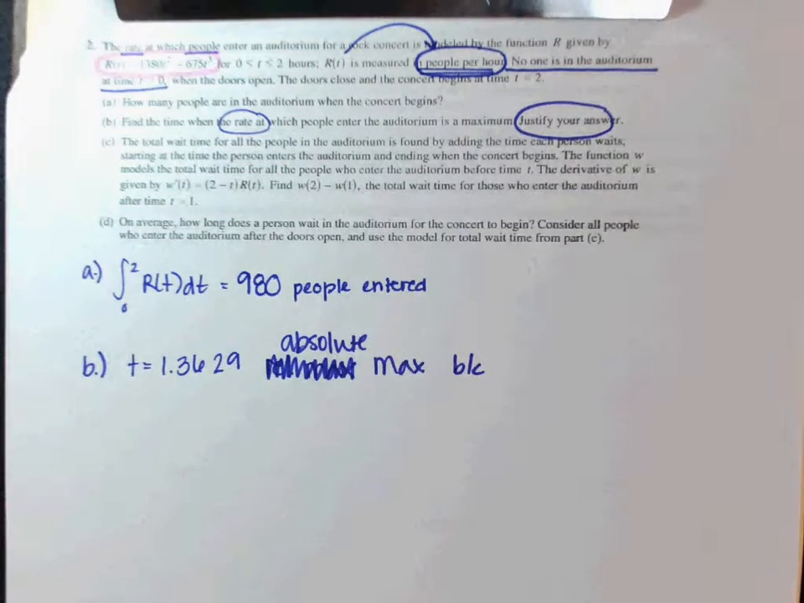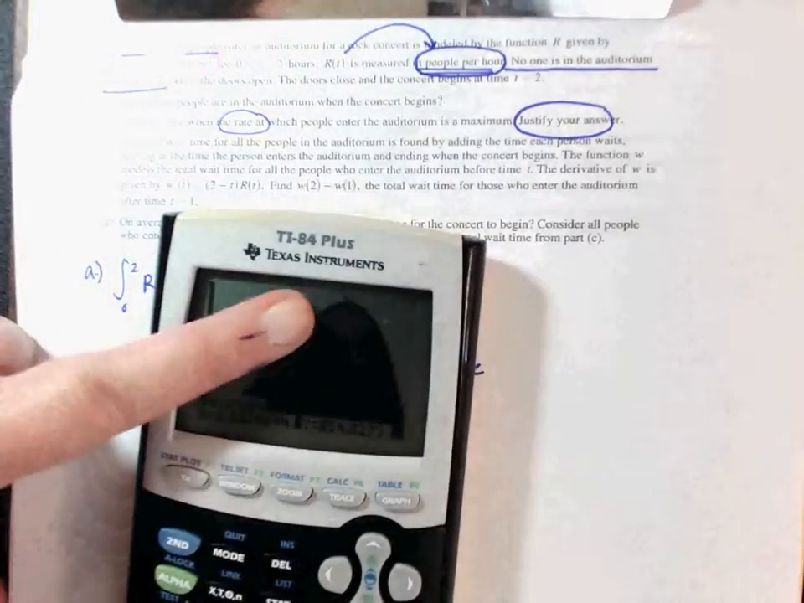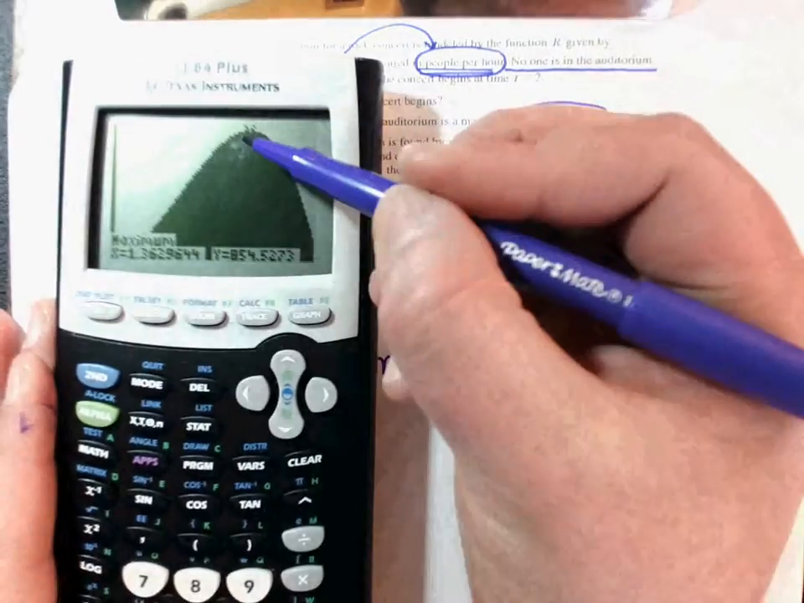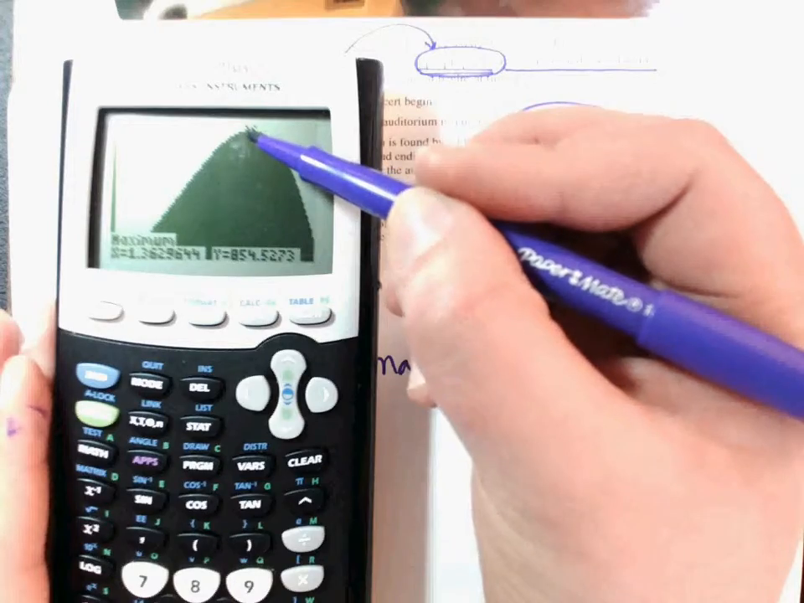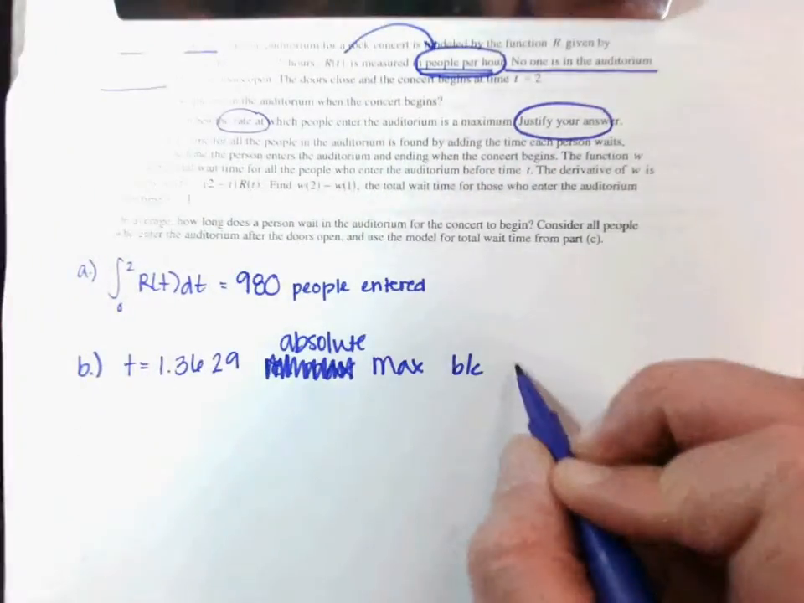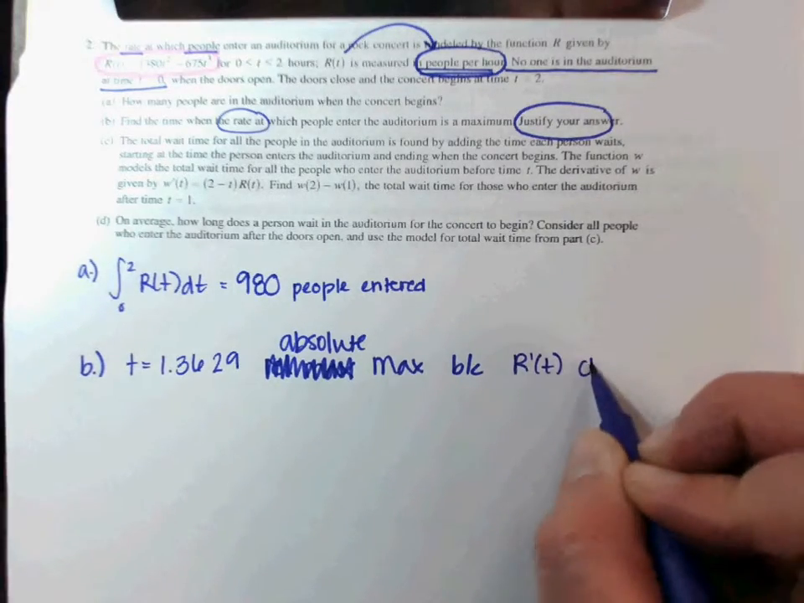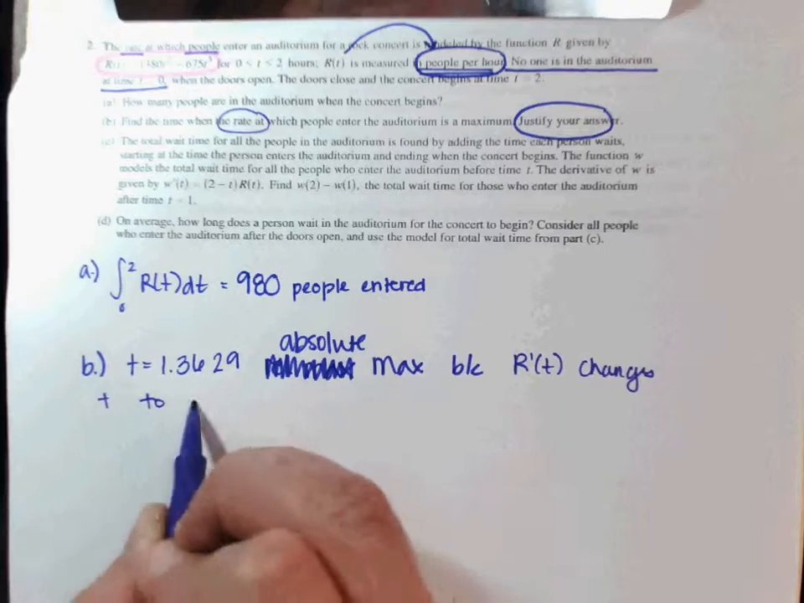Because, now, what is in my calculator? What function? It's labeled with an R. What happens at this point that makes it the biggest? What changes sign? The slope, which is called what? R prime. So, because R prime of t changes from plus to minus.